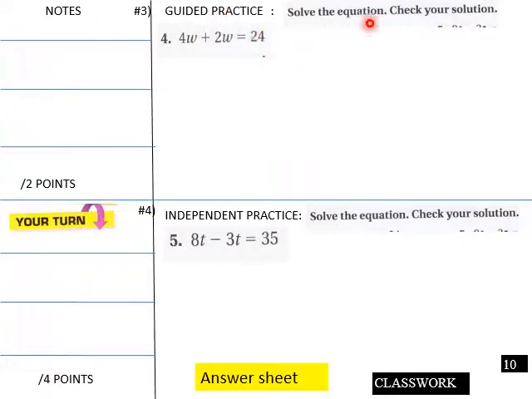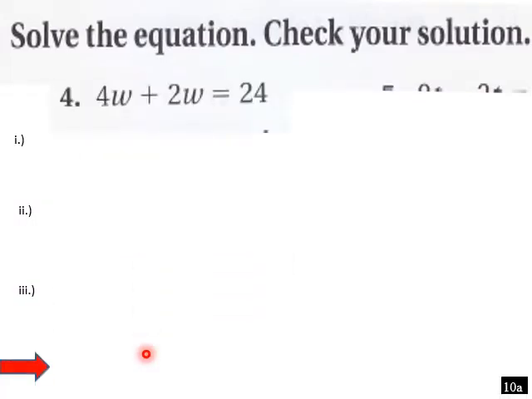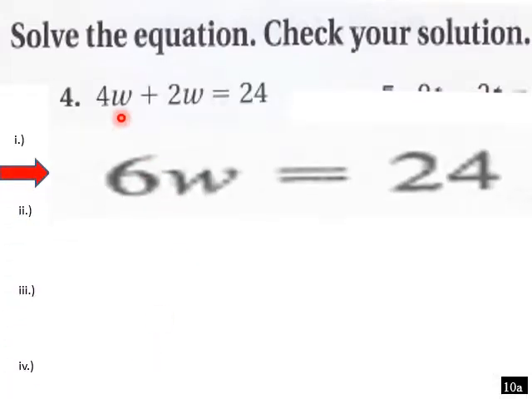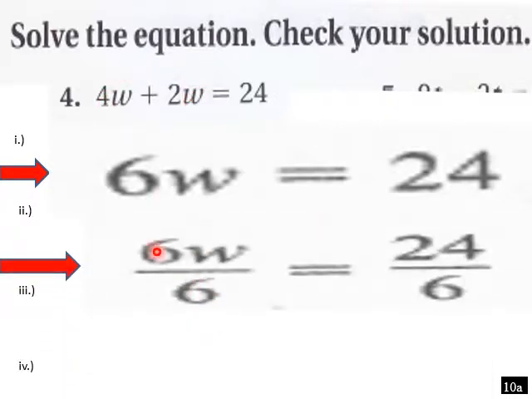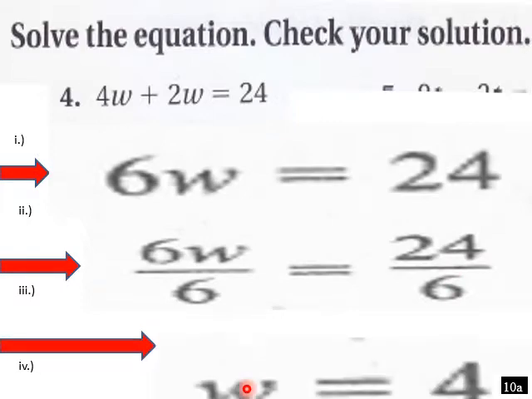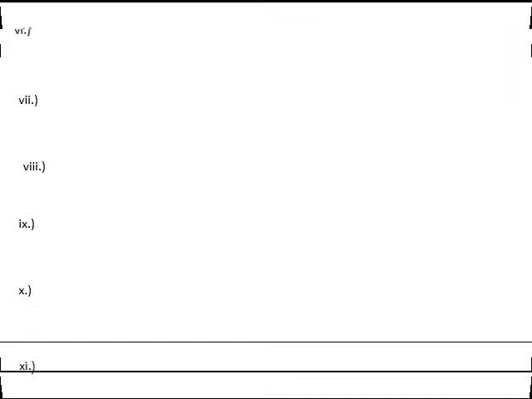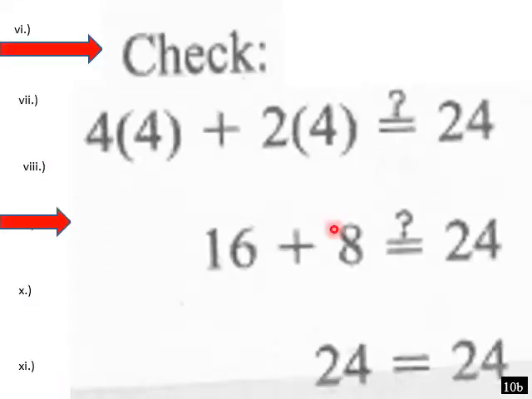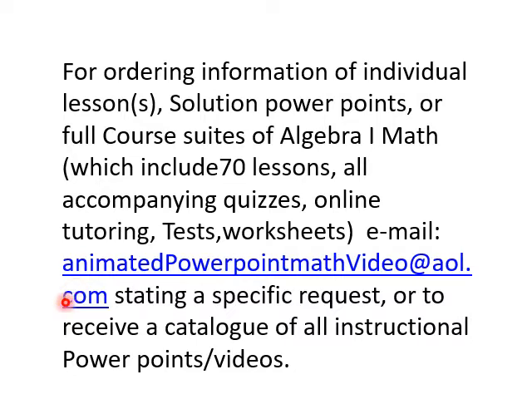Okay, we're going to do the same thing here, solve the equation. Students, this is yours to do, your own. Okay, we're going to do the first guided practice here. We're going to combine these like terms. 6w equals 24. Divide through by 6. What do we get for w? We get 4. Okay, and then our check, plug it in. 16 plus 8, yep, 24. That checks. So that was part 1 of 2.3.